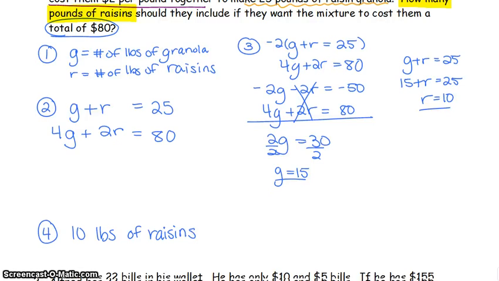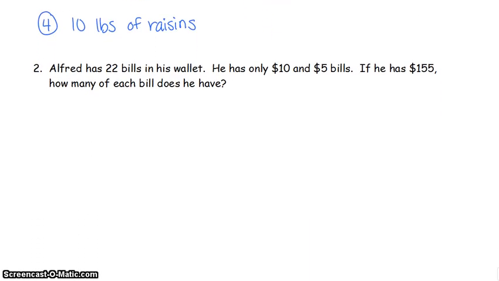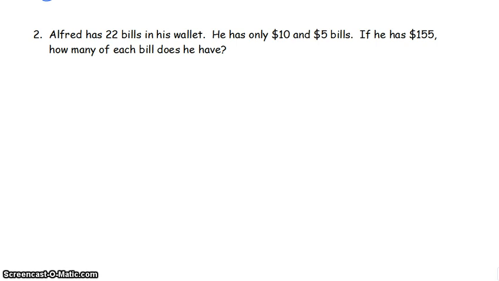Let's move on to our second word problem. We have: Alfred has $22 in his wallet. He has $10 bills and $5 bills. If he has $155, how many of each bill does he have? So again, you may want to pause this and reread the question, really absorb the information you're given, and think about what you have to find.